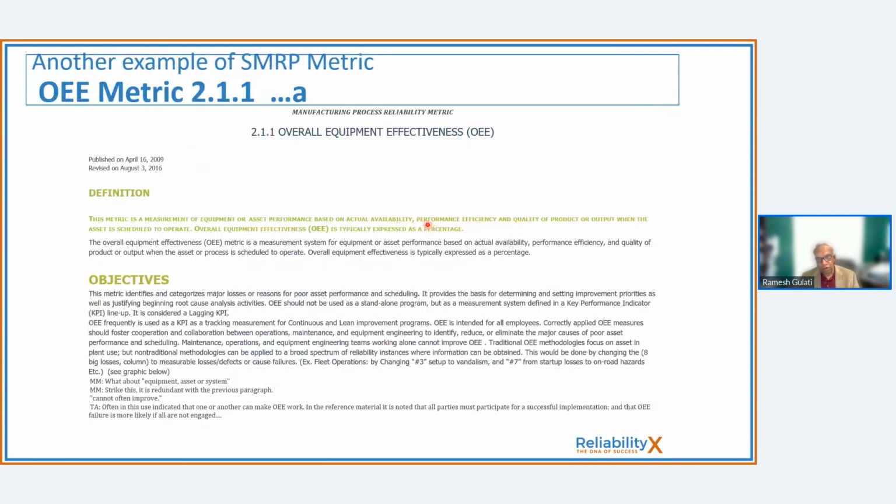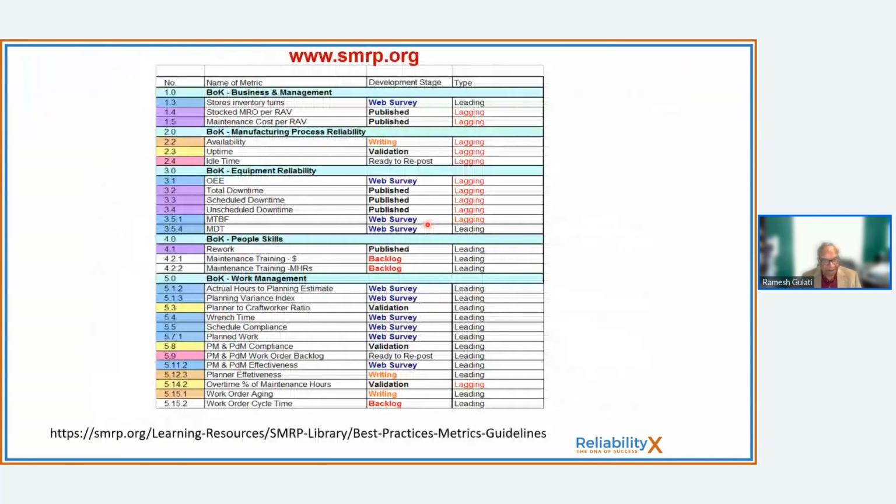And this is my old slide, which I've been carrying around showing people all these. As I said, you can go to smrp.org, learning resources, SMRP library, best practices, metrics, guidelines. You can download all of these. This is the earlier one, a few years ago. There were only a few, but since then there are about 60, 70 metrics.